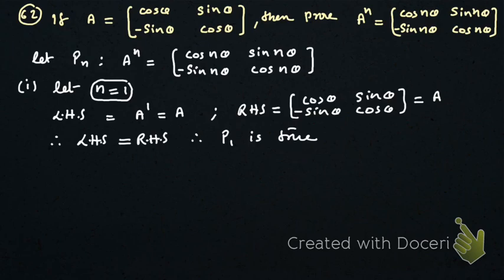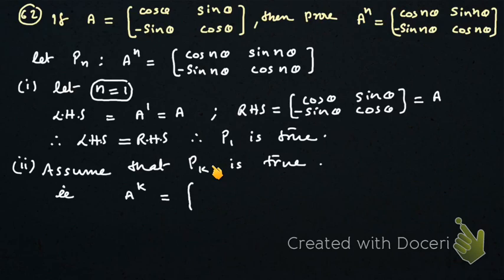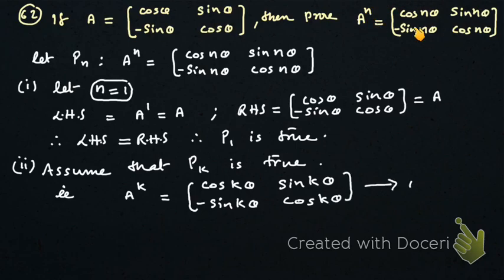Stage 2, where we make an assumption. So we'll say assume that Pk is true. What's the meaning of it? Assume that the result is true for n equal to k. So into the result which is to be proved, into this Pn result, I just assume that this result is true for n equal to k. I simply replace n by k and I have this, which is an assumption.